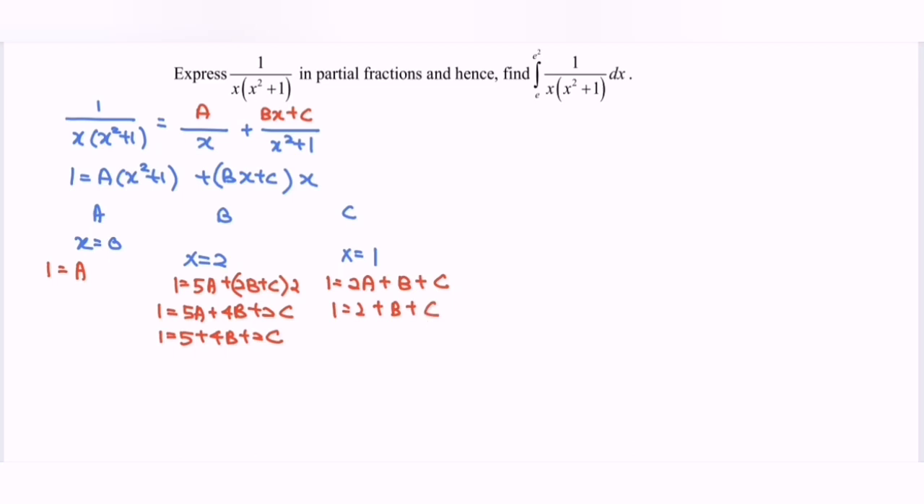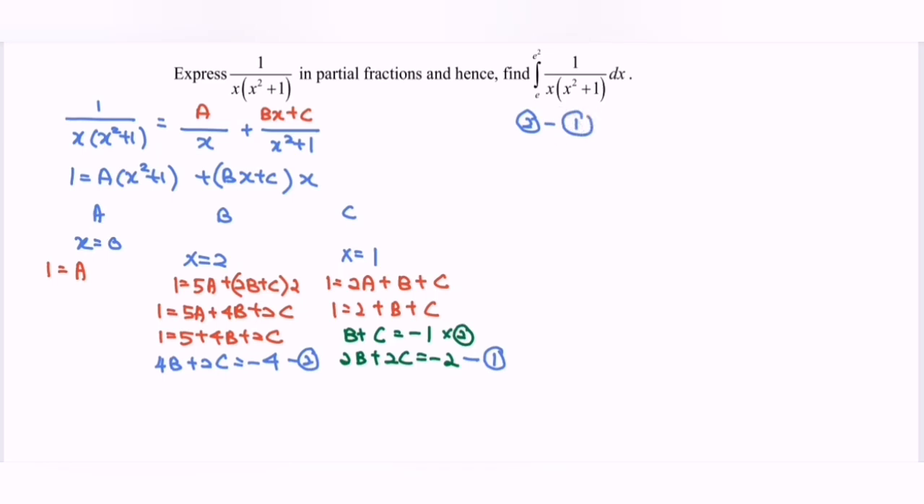For the first equation, 1 is equal to 2 plus B plus C. So kindly simplify: B plus C is equal to -1. Multiply by 2, so we have 2B plus 2C equals -2. Next, focus on this part where we have 4B plus 2C equals -4. So this is the first equation, this is the second equation. What we can do is eliminate C. So the second equation minus the first equation.